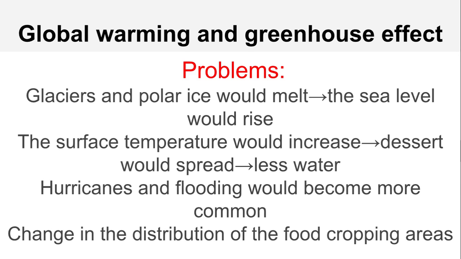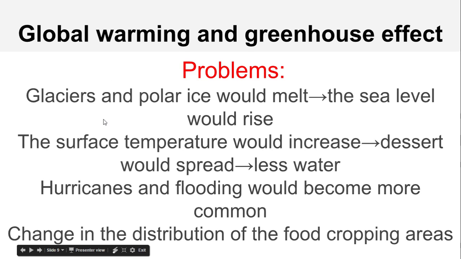And some of the problems that global warming causes are that glaciers and polar ice would melt, the sea level would rise, the surface temperature would increase, and deserts would spread, with less water. But at the same time, hurricanes and flooding would become more common. So some areas will have more water, and we are going to have a change in the distribution of the food cropping areas.